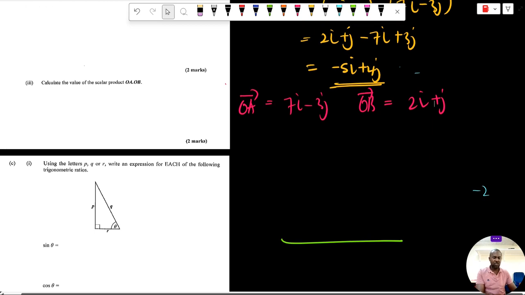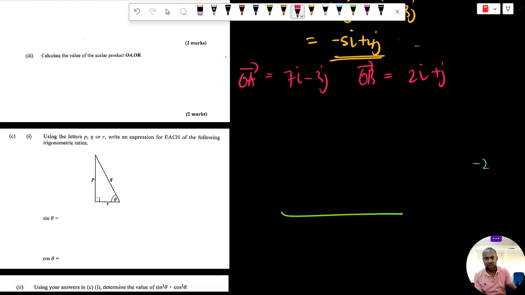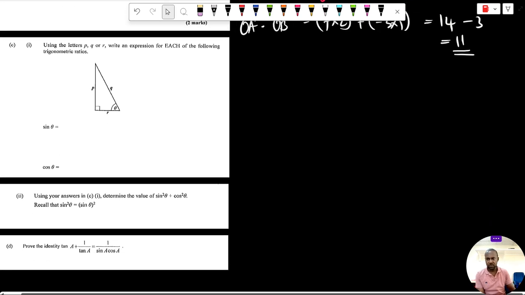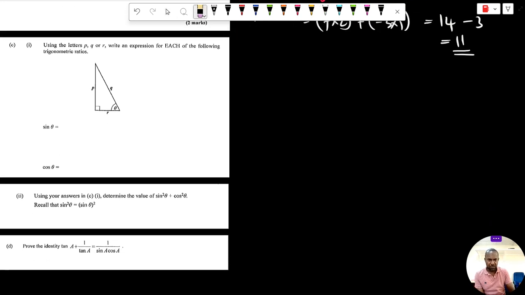Now, whenever we are finding the dot product of two vectors, we multiply the coefficients of i together and the coefficients of j together, and then we add those, right? So OA dot OB would be equal to 7 times 2 plus minus 3 times 1, which gives us 14 minus 3, which of course is equal to 11. And therefore the dot product of these two vectors is equal to 11. All right, so that's the end of part B of the question, and we'll then move on to part C.